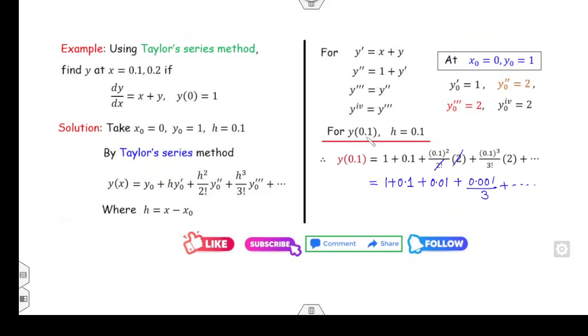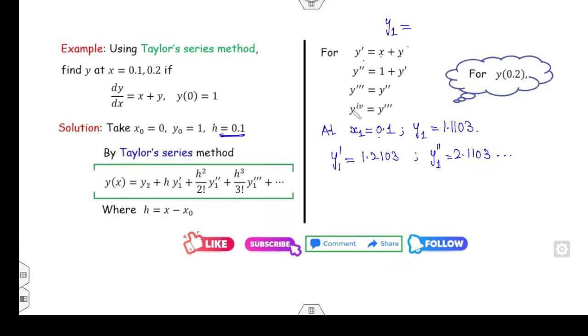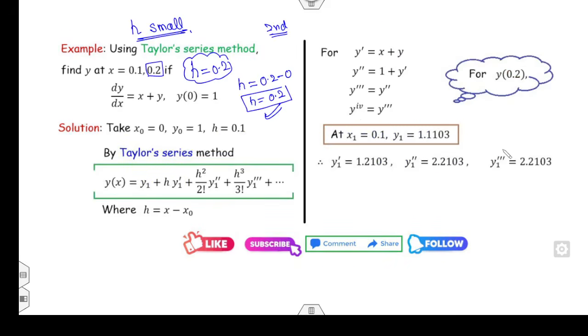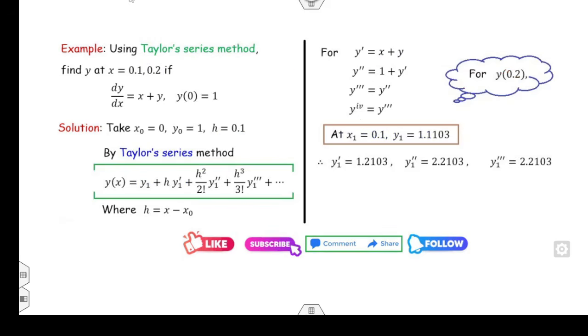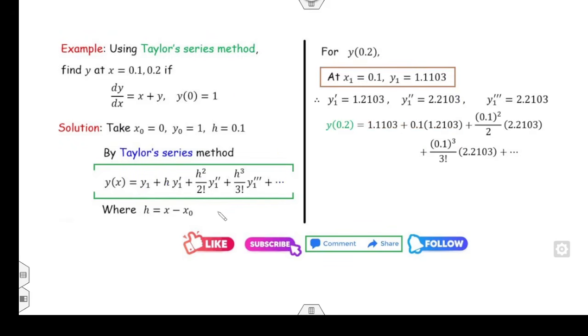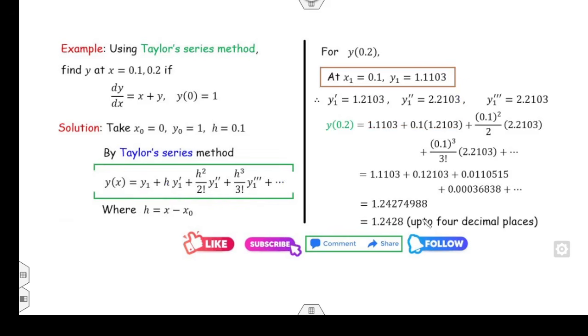So your target is firstly to calculate the value at 0.1 and then use it to find the value at 0.2. Clear? Now you can substitute these values in the given equation. What is the value of y1? y1 is 1.1103. What is h? h is 0.1. In this case, how much will h be? Now x1 has come in place of x0. x1 will be 0.1, so h is again 0.1. Substitute all these values in the given equations and after the calculation up to 4 decimal places you will get the result.